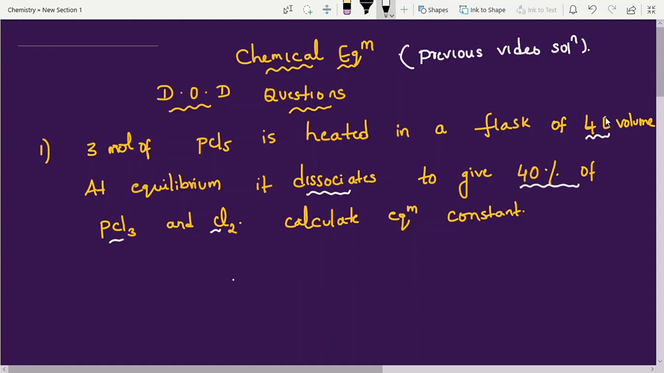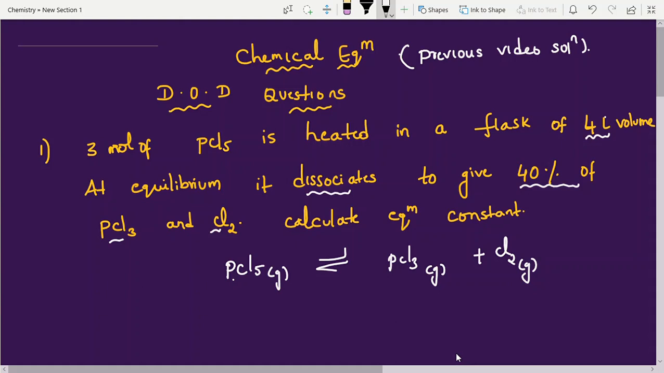Question number 1. First, 3 moles of PCl5 is heated in a flask of 4 liter volume. They have given the volume, 4 liter volume. How many moles? 3 moles. At equilibrium, it dissociates to give 40% of PCl3 and Cl2. Calculate the equilibrium constant. Now, what is the required equation? First, we'll write PCl5, phosphorus pentachloride, in gaseous state. It is converting into PCl3, also in gaseous state, plus chlorine gas, in gaseous state, right?